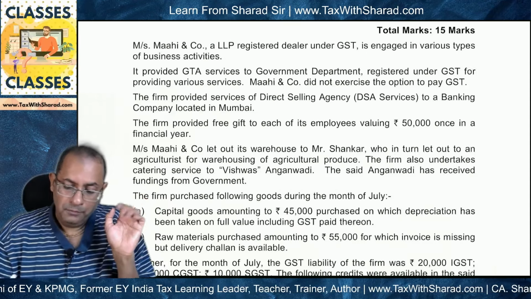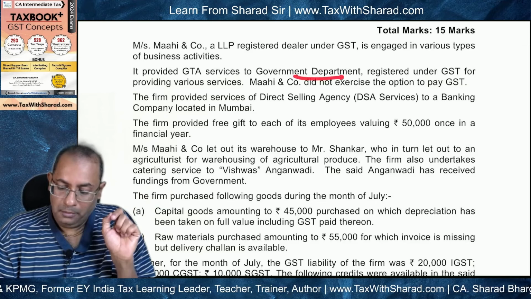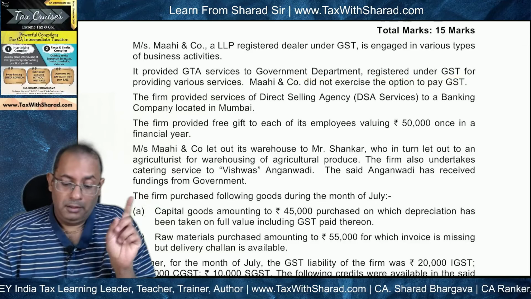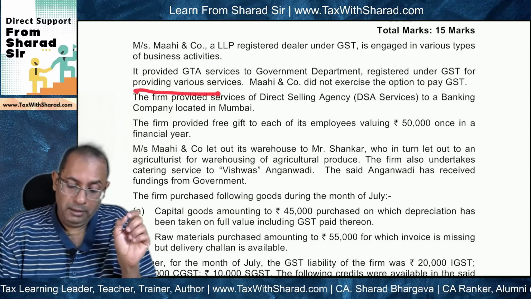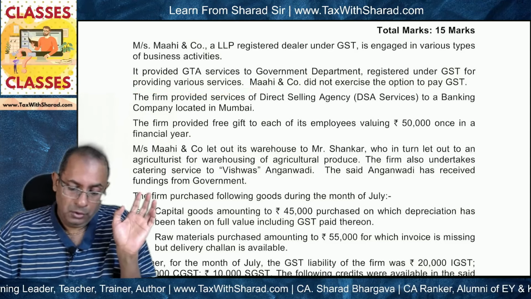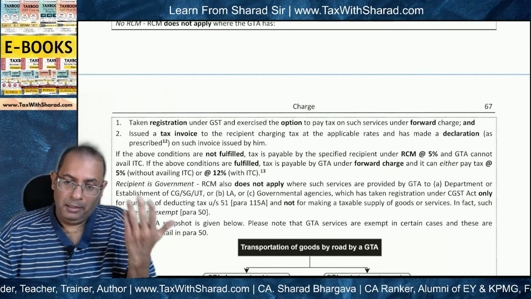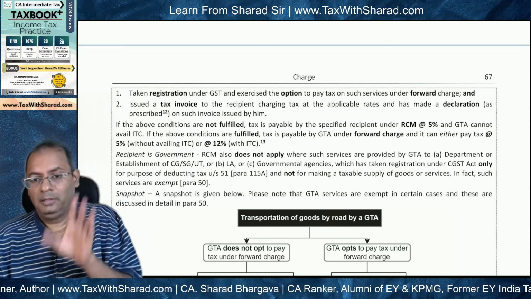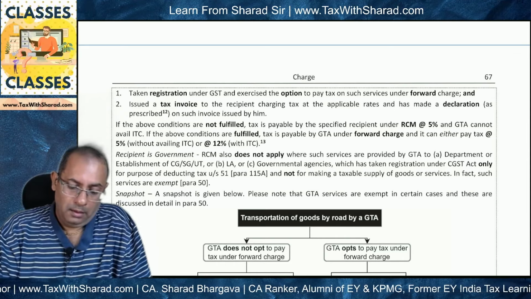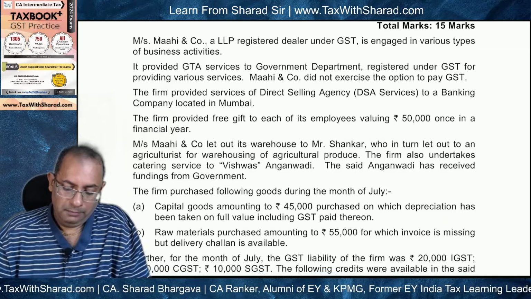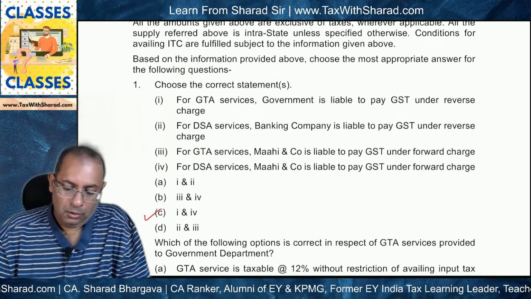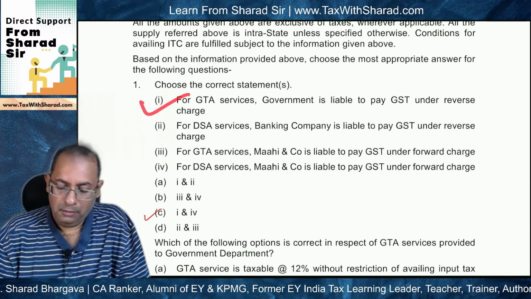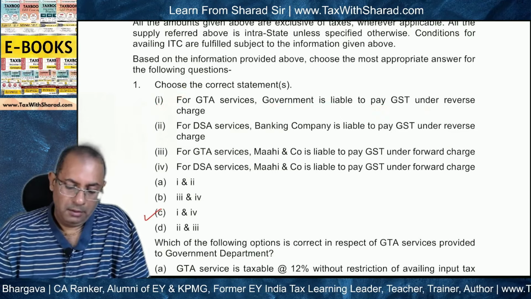Is this the situation? No, because the question says that the government department is registered under GST not only for the purpose of deducting TDS but for providing various services. Okay. So none of the conditions for non-applicability of RCM are satisfied. So therefore RCM will apply and consequently the government will need to pay tax under RCM. So this becomes the correct one. For GTA services, government is liable to pay GST under reverse charge.